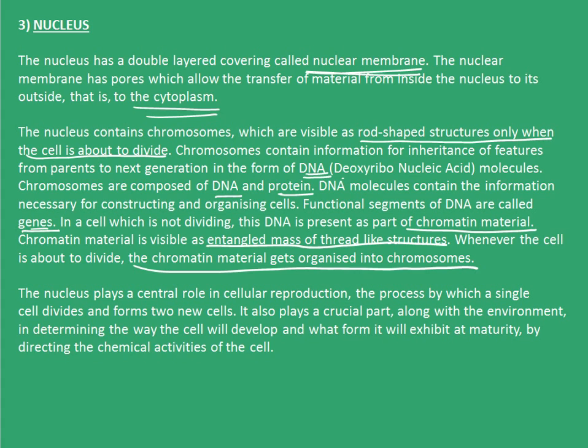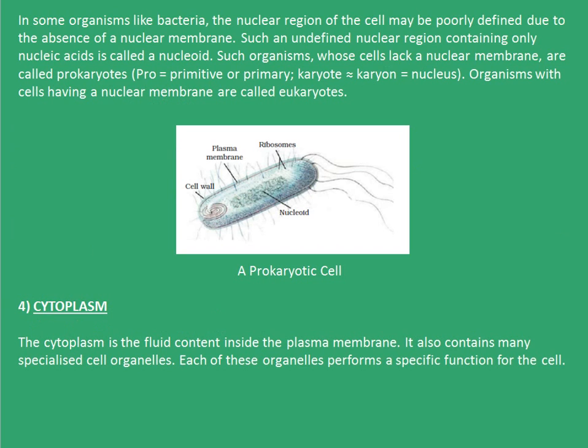The nucleus plays a central role in cellular reproduction, which is the process by which a single cell divides and forms two new cells. It also plays a crucial part, along with the environment, in determining the way the cell will develop and what form it will exhibit at maturity, by directing the chemical activities of the cell.